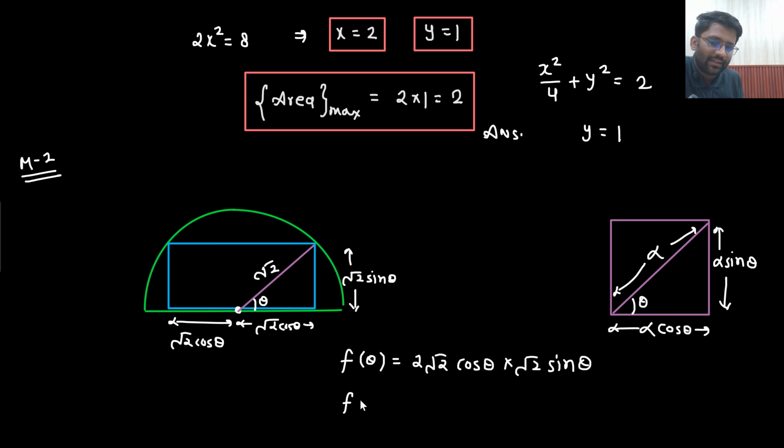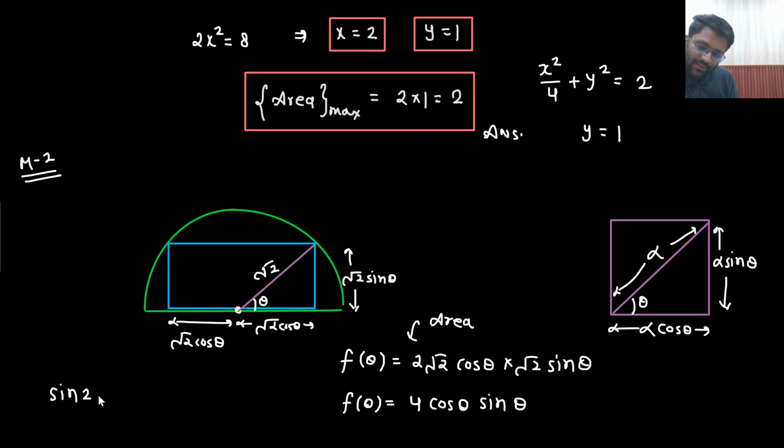Now what will be your f of theta? This is your area, right? 2 under root 2 times under root 2 will become 4 cos theta sin theta. Now you know one thing, sin 2 theta equals 2 sin theta cos theta. So from here can I write it as 2 sin 2 theta. So your area is becoming nothing but f of theta, which equals 2 sin 2 theta.